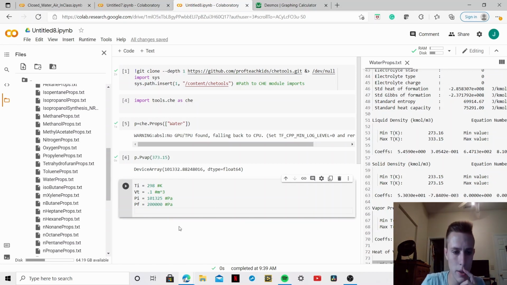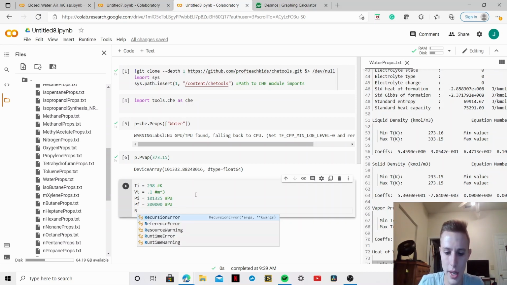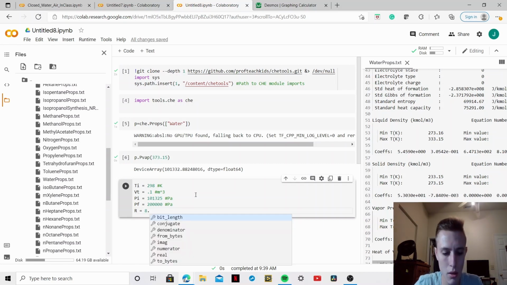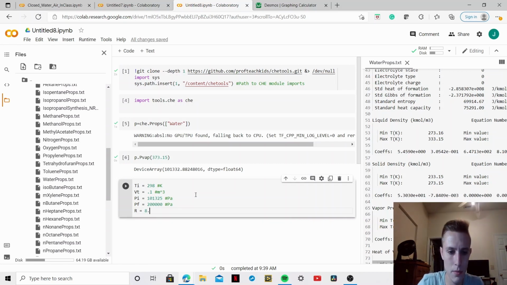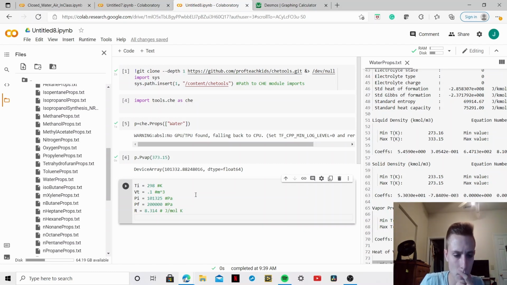All right. And let's see, what else do we need? We need to know R. In this case, R is equal to 8.314, and that is in the units of joules per mole Kelvin. Let's see, is there anything else we need to know? We know the initial temperature, that, and that. All right. If I forget anything, I'll come back up here and write it down. But I think that's it.